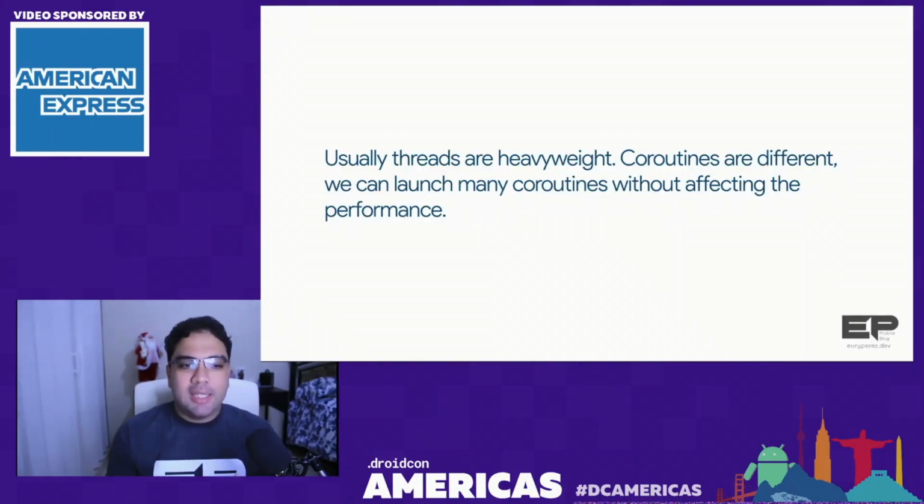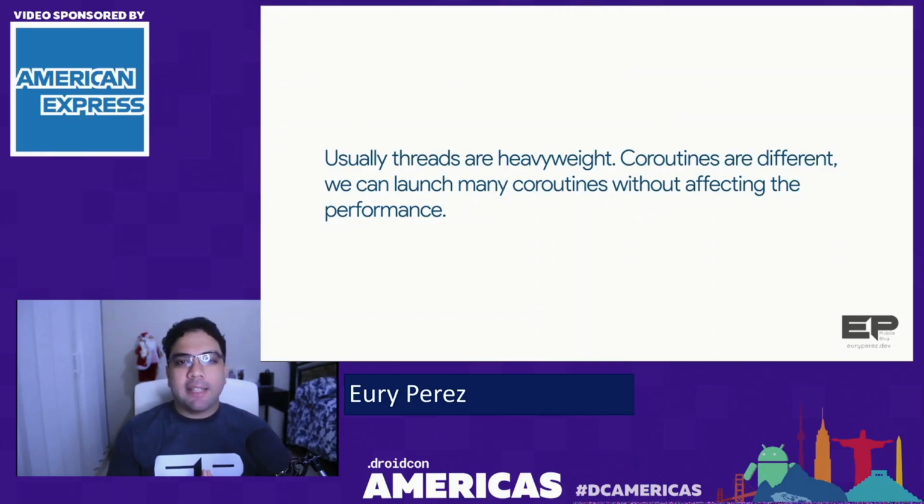Coroutines. So usually threads are heavyweight, right? But coroutines are different. We can launch many coroutines without affecting the performance. In the past, people were afraid of using threads because if too many threads were open, or with many tasks inside of them, out of memory exceptions or other performance issues could occur, and that could affect the application itself. With coroutines, we no longer have that issue.